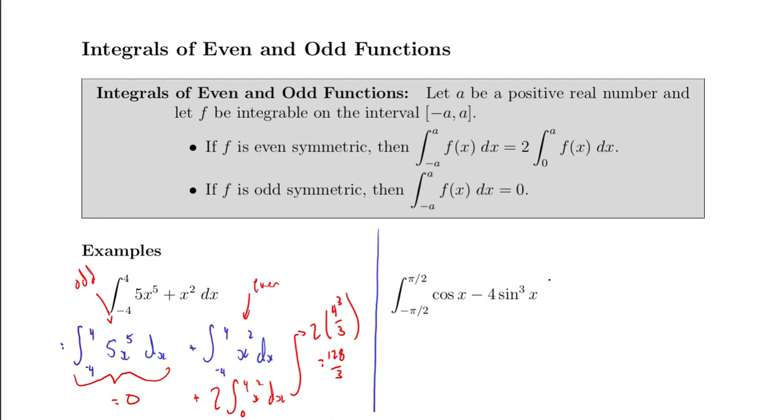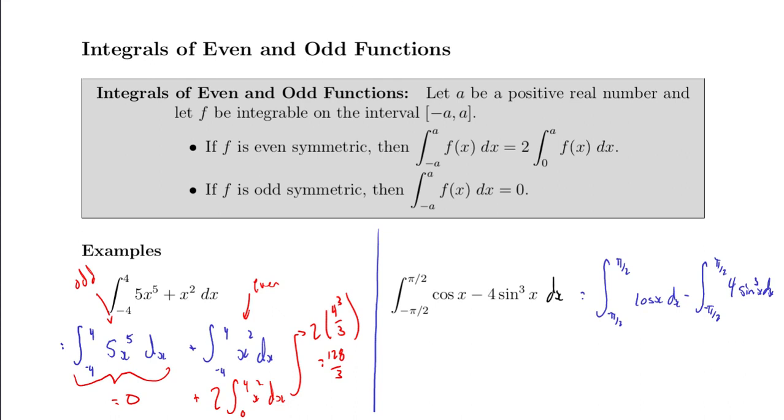Looks like I forgot a little differential here when I was typing this up. Whoops. So we can split this up into 2 integrals. One from negative pi over 2 to pi over 2 of our cosine function dx. And then we have from negative pi over 2 to pi over 2 of 4 sine cubed x dx. And we might be noticing that there's a bit of a problem.